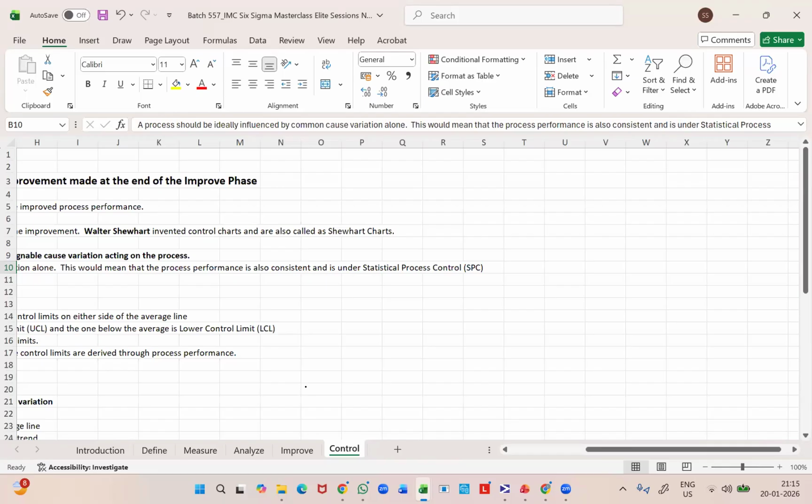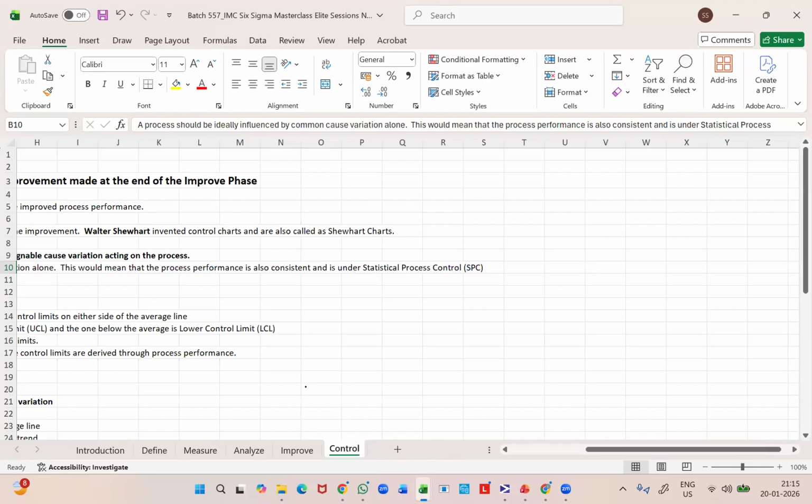Again, when we discussed the run chart concept, I told this very clearly. Only when the process is influenced by common cause variation alone, the data distribution will be random and the process performance will be stable, right, and consistent. But on the other hand, if the process is influenced by any of the four non-random characteristics, then the data distribution will be non-random and we can infer that the process is influenced by some special or assignable cause variation. And the process performance will also not be consistent.